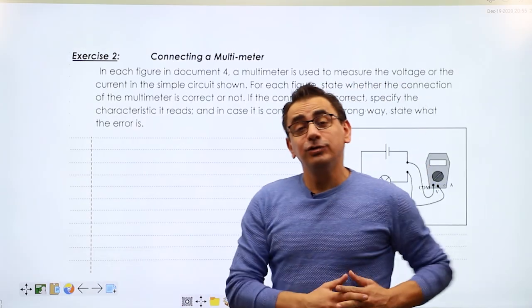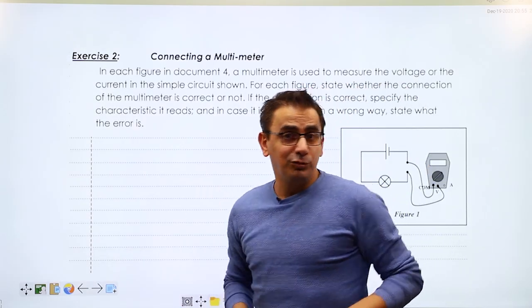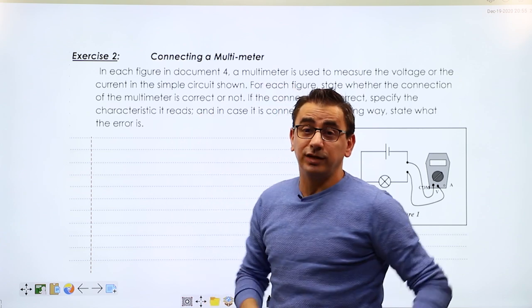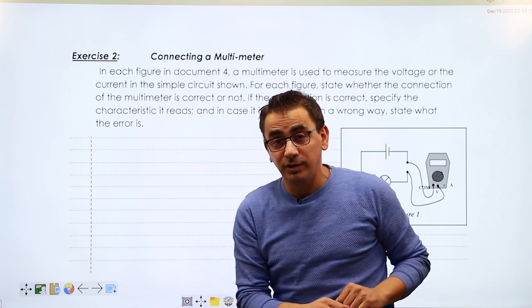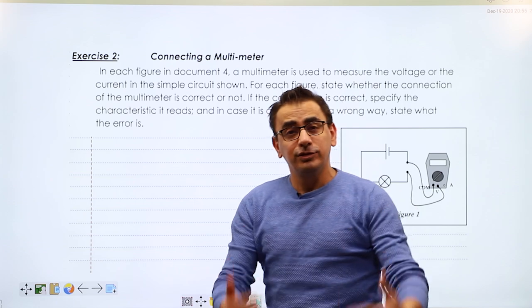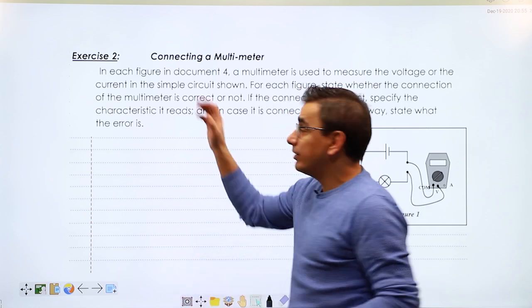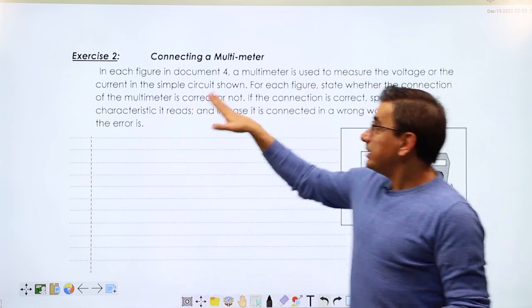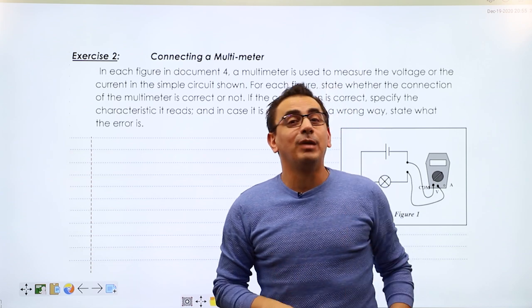Okay, now we're going to continue with the exercises. Last time we solved application 6 from the course and we started with the exercises and exercise 1 in particular. Today we're going to continue, in this session we're going to continue with other exercises. In exercise 2 we focus on connecting a multimeter.